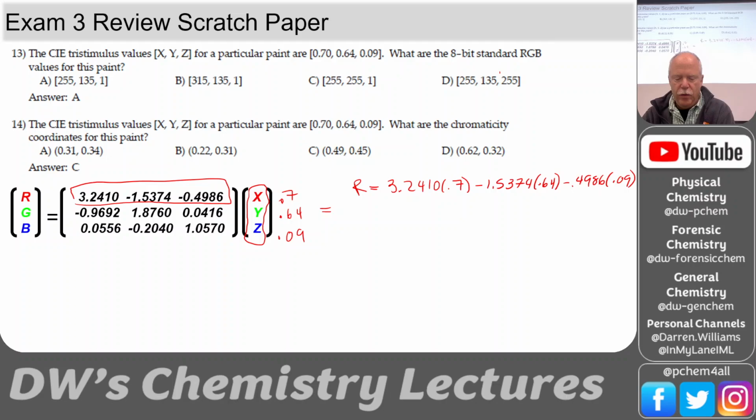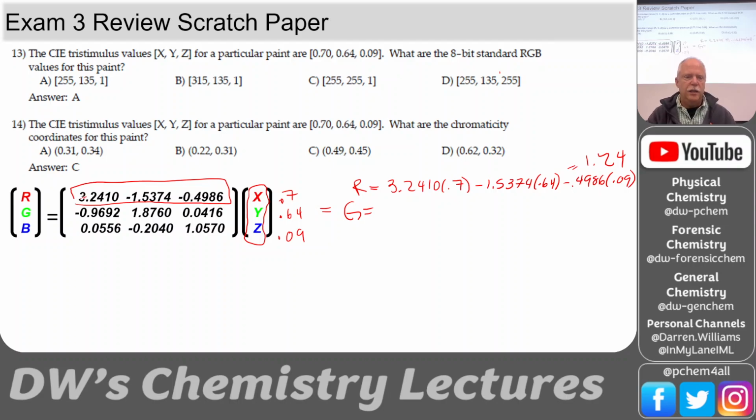And then enter 0.64 times minus, and then 0.4986, enter 0.09 times minus. Okay. And I get 1.24. Is that what you guys got? Yeah. So this is equal to 1.24.